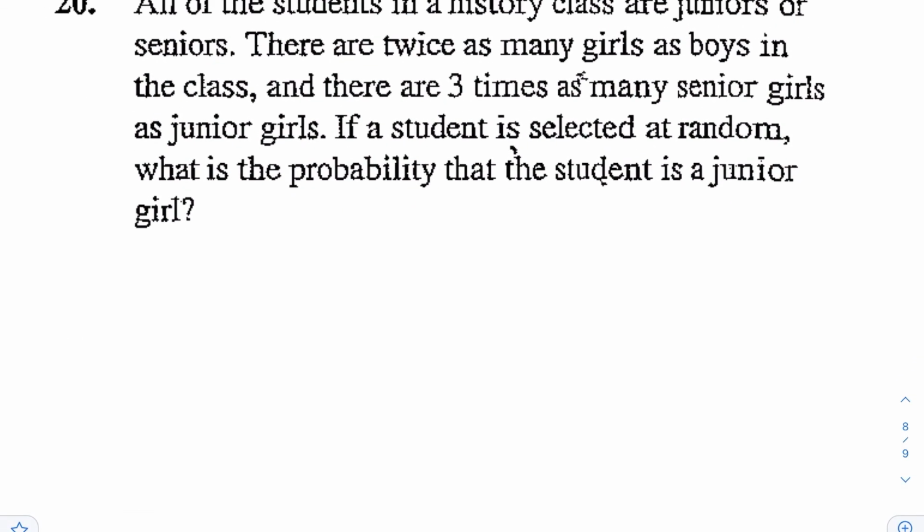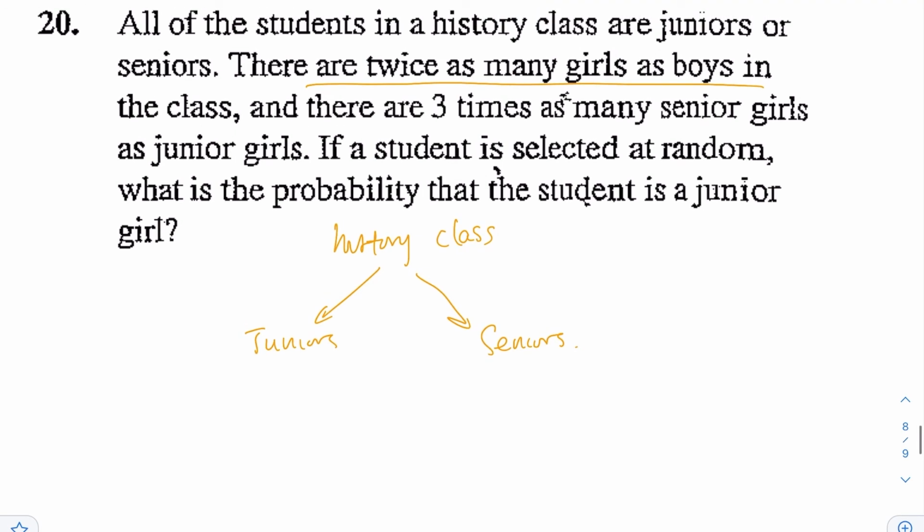All right, next for number 20: all of the students in a history class are juniors or seniors. There are twice as many girls as boys in the class, and there are 3 times as many senior girls as junior girls. If a student is selected at random, what's the probability that the student is a junior girl? So you have juniors and seniors. This history class is split up into juniors and seniors. And now there are twice as many girls as boys in the class. So remember, this includes the junior girls and the senior girls, and the junior boys and the senior boys.